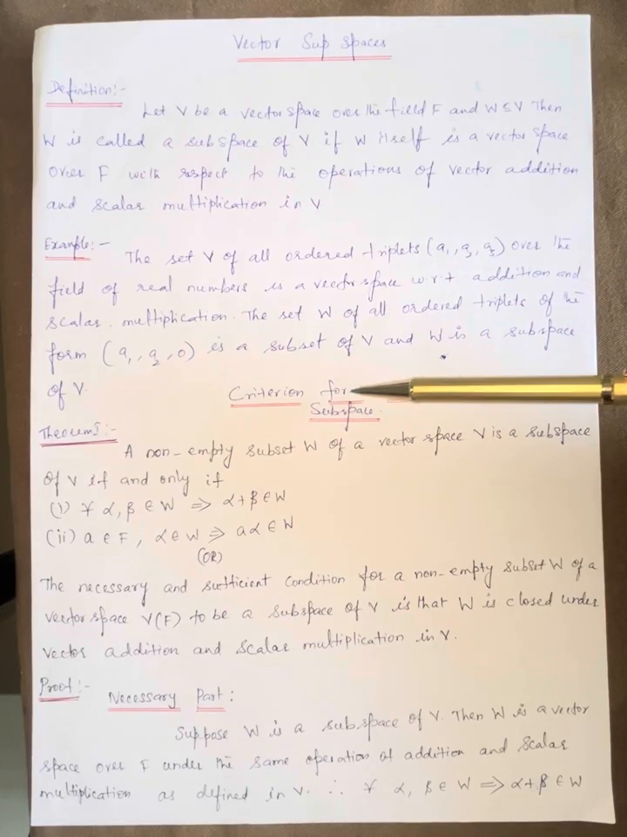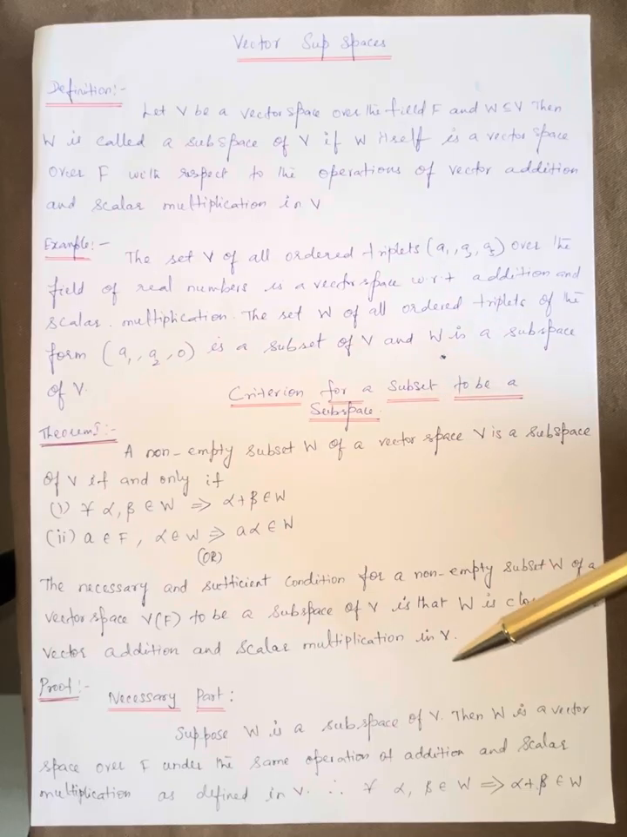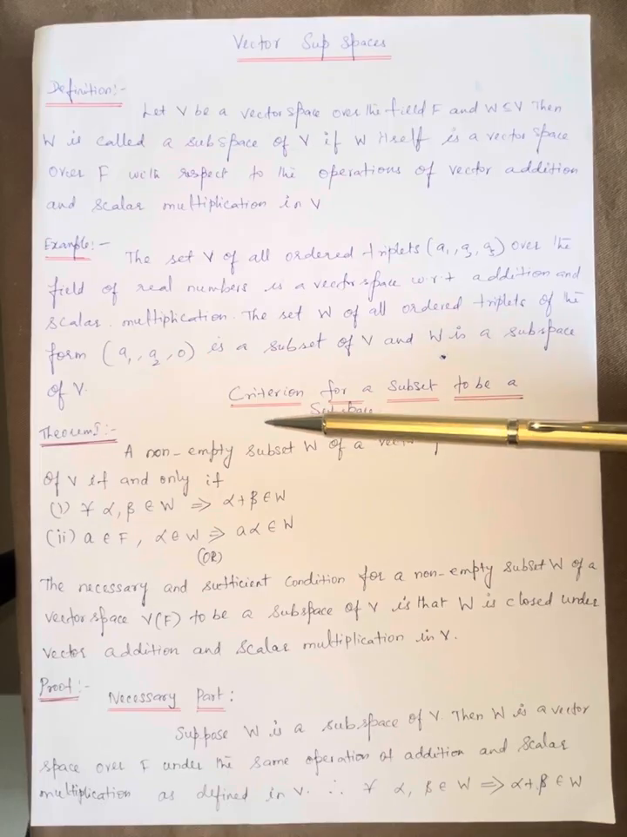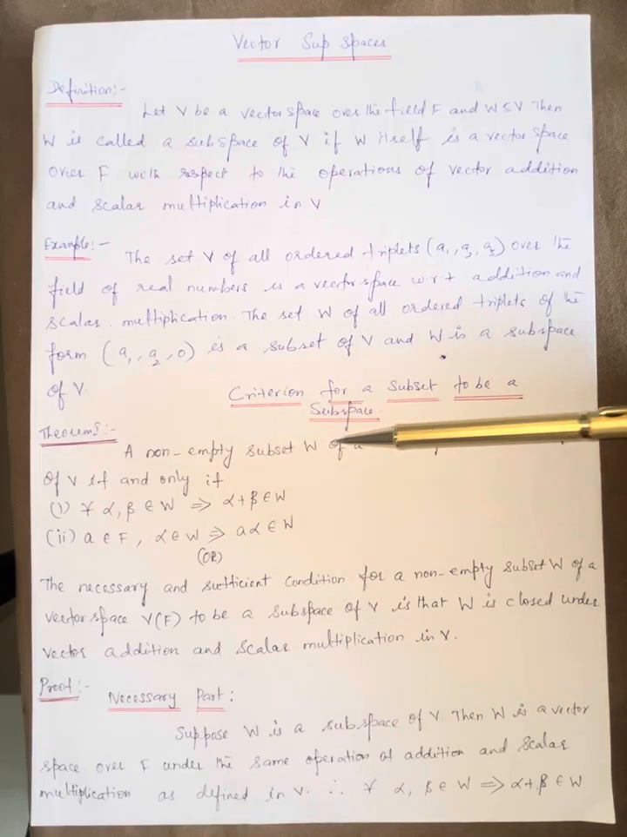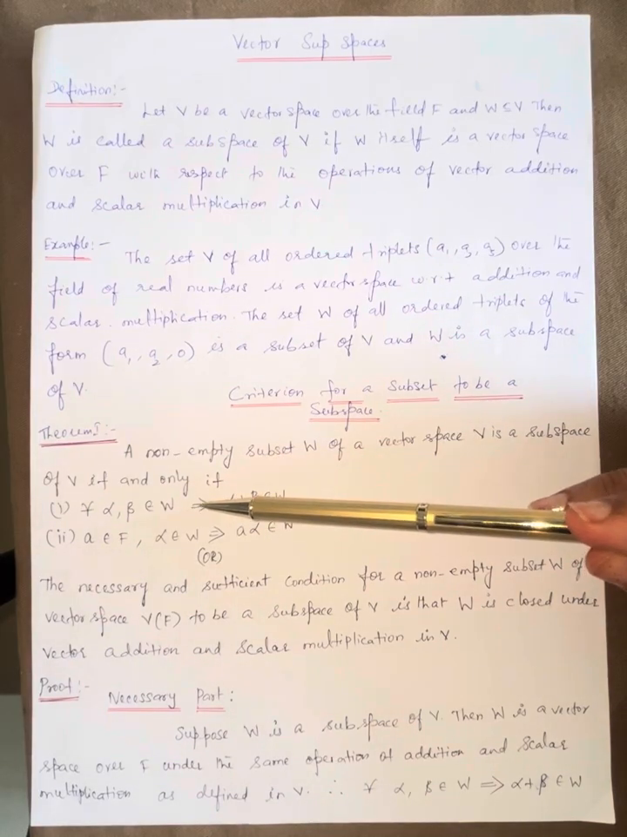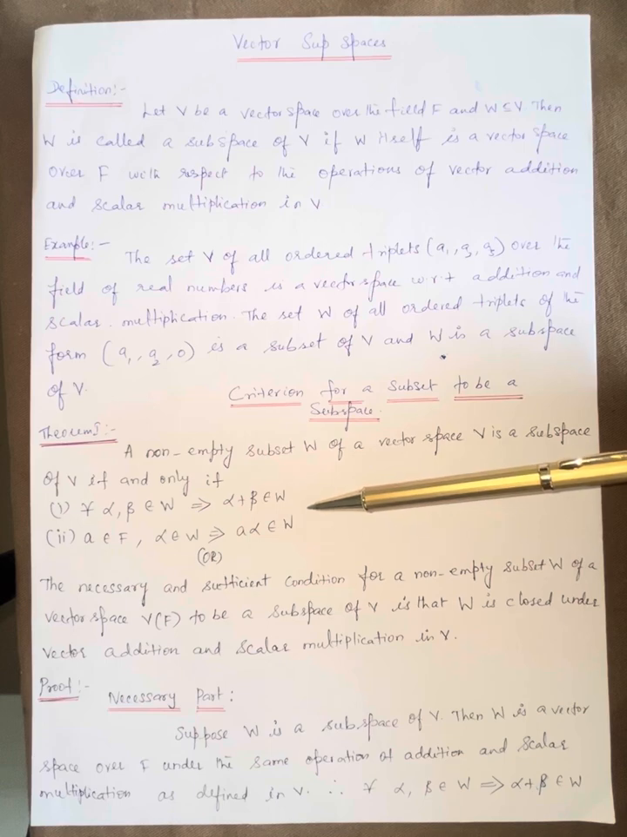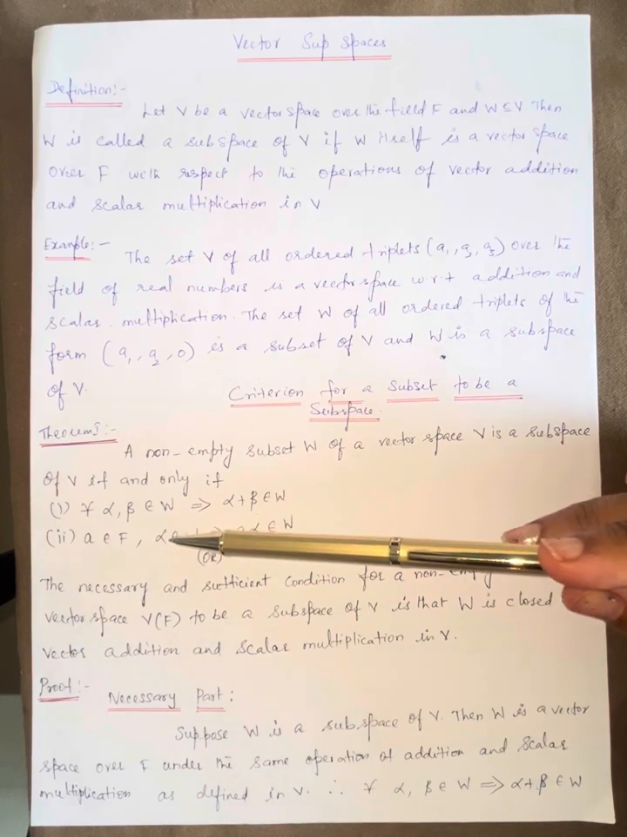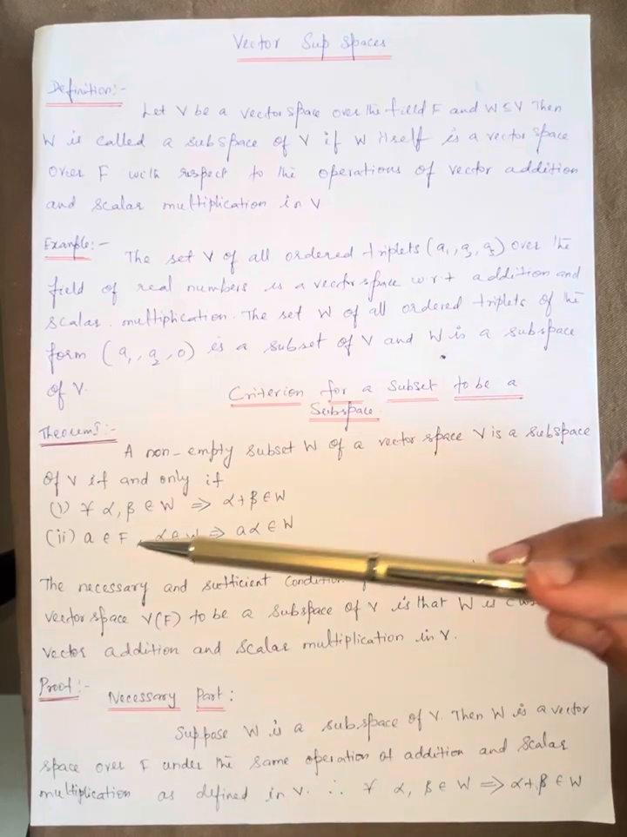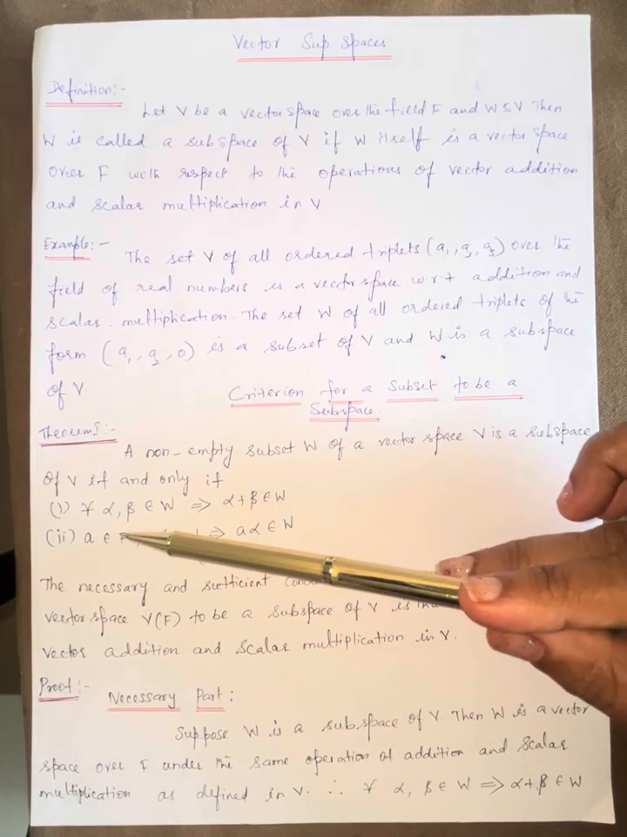So now, criterion for a subset to be a subspace. Apart from this, let us see what are the other criteria for a subset to be a subspace. So the first theorem says as such: a non-empty subset W of a vector space V is a subspace of V if and only if for alpha, beta in W, alpha plus beta must be in W. For any a in F, alpha in W, a alpha must be in W. That means a is a scalar which belongs to F.